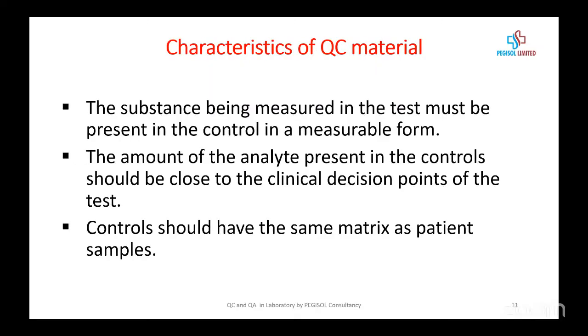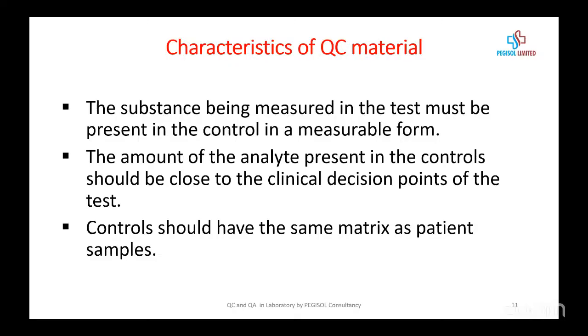What are the characteristics of a good quality control material? The substance being measured in the test must be present in the control in a measurable form. Let's say, for example, you are having a test in the chemistry lab for sodium and potassium. That QC material must have potassium that can be measured. If it doesn't, it's not a good quality control.